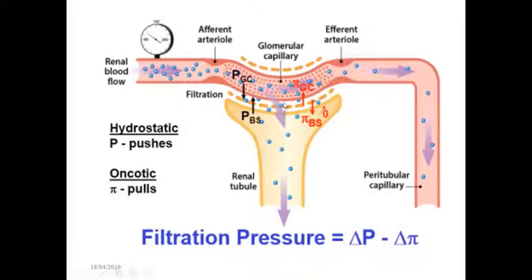Then since we are not filtering any of these proteins, if the kidneys are intact and there's no pathology that is damaging the filtration membrane, all the plasma proteins are not being filtered here. So it means that the concentration of proteins in the Bowman space is almost zero.